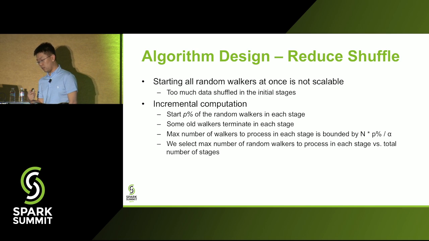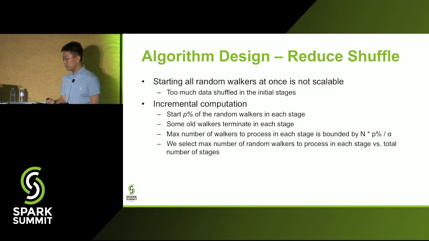We observed that the random walkers can instead be incrementally started across multiple stages. This way, we will have some random walkers started and some terminated in each stage. When the number of new walkers started in a stage and the number of terminated walkers balance out, the number of random walkers that need to be processed inside the stage is also bounded. In fact, the number of random walkers that need to be processed is bounded by the formula given here, assuming that we only start P% of the random walkers in each stage.